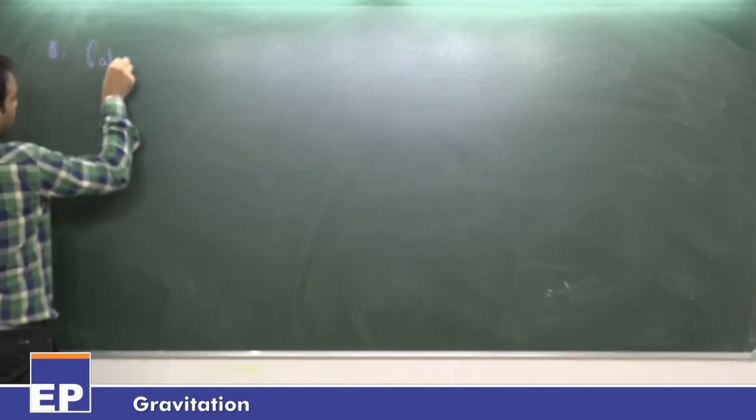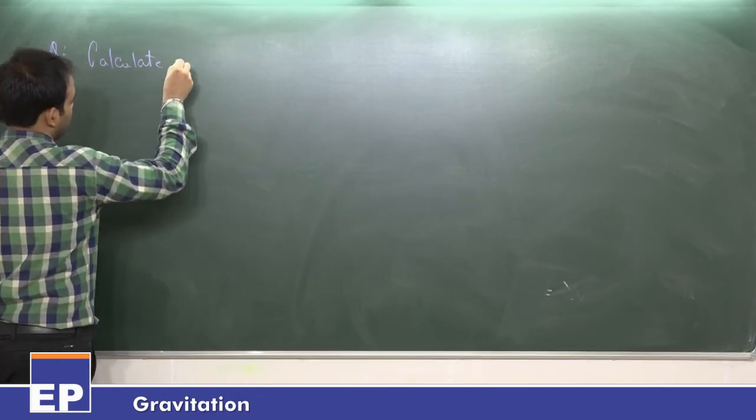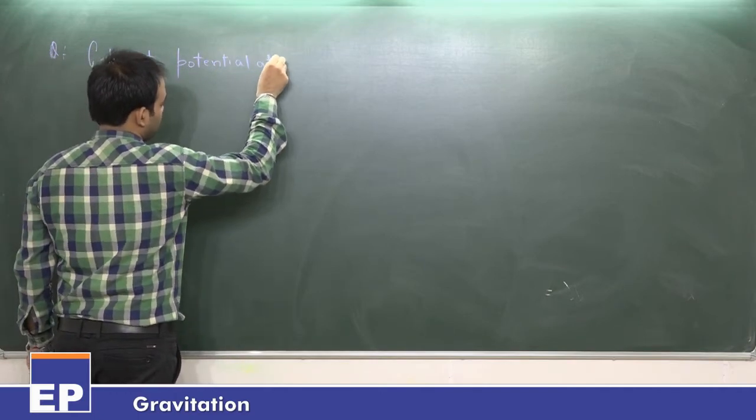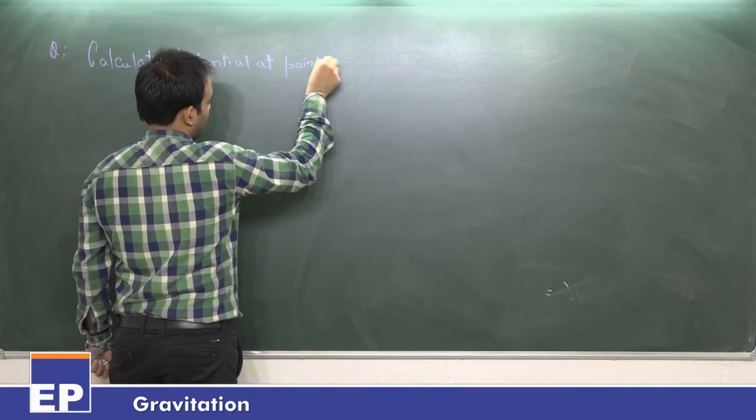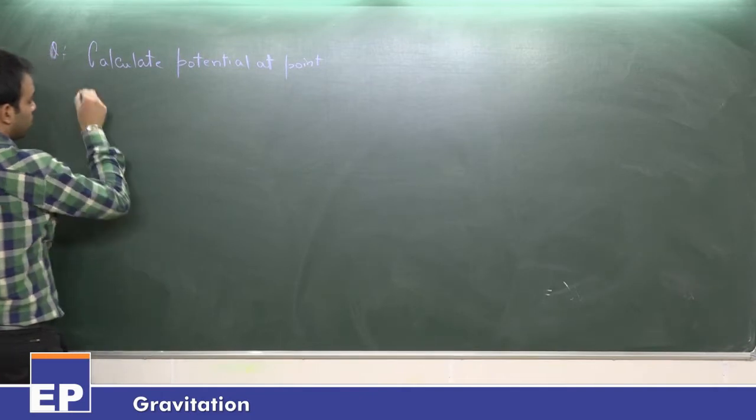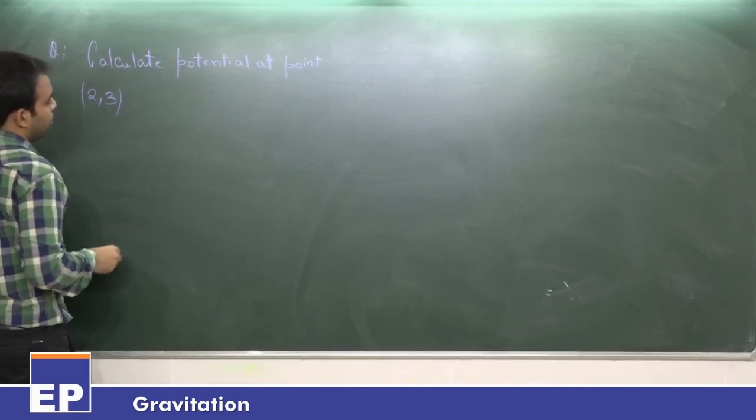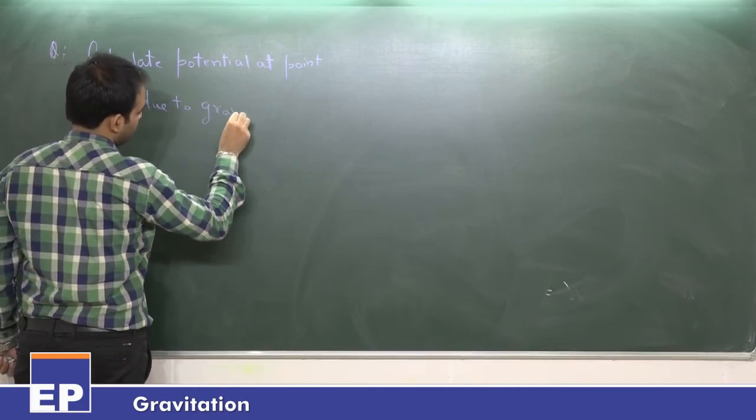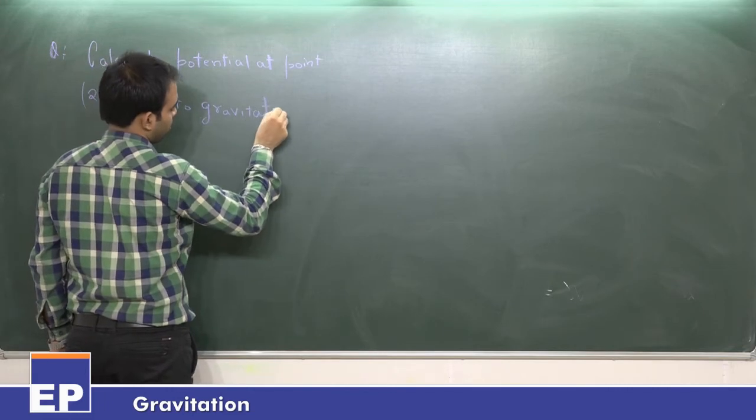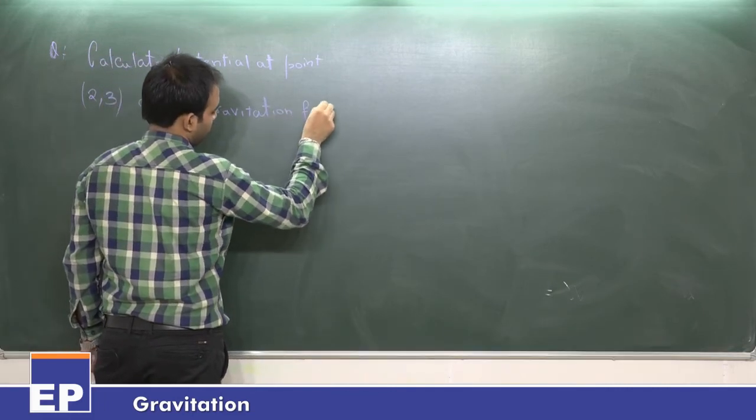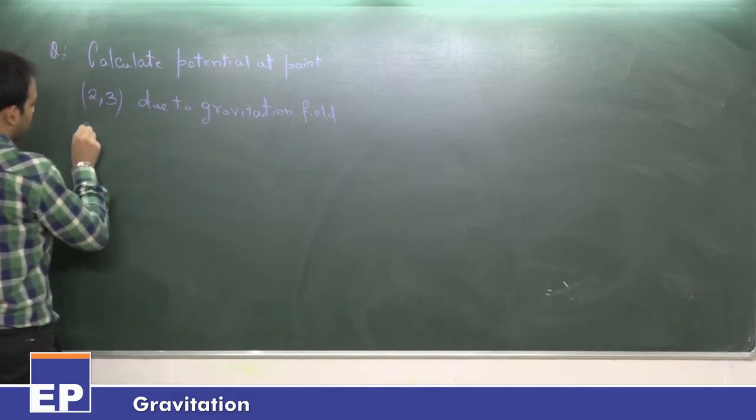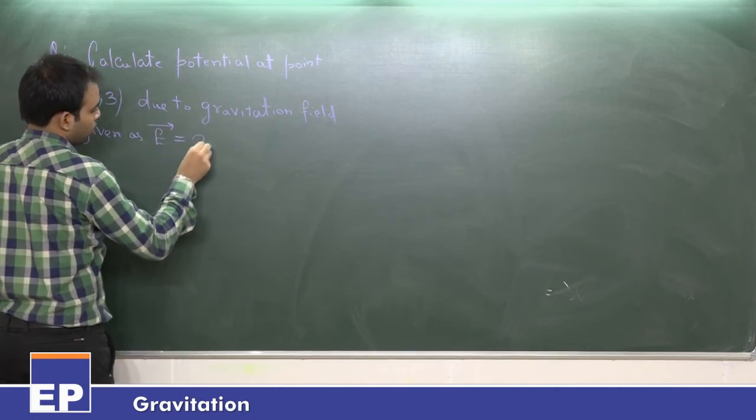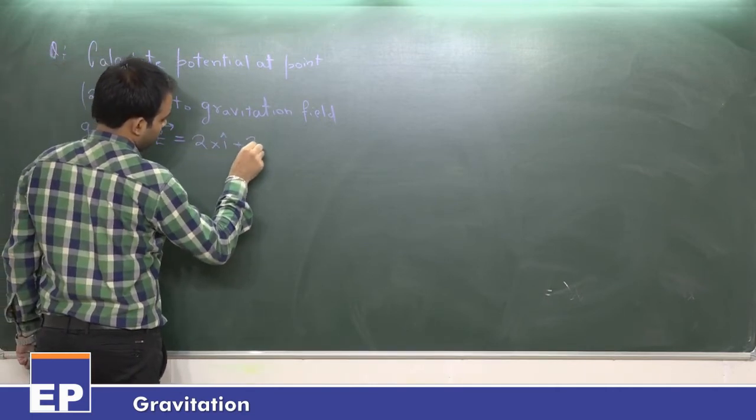Calculate potential at point 2,3 due to gravitational field given as E vector is equal to 2x i cap plus 3y square j cap.